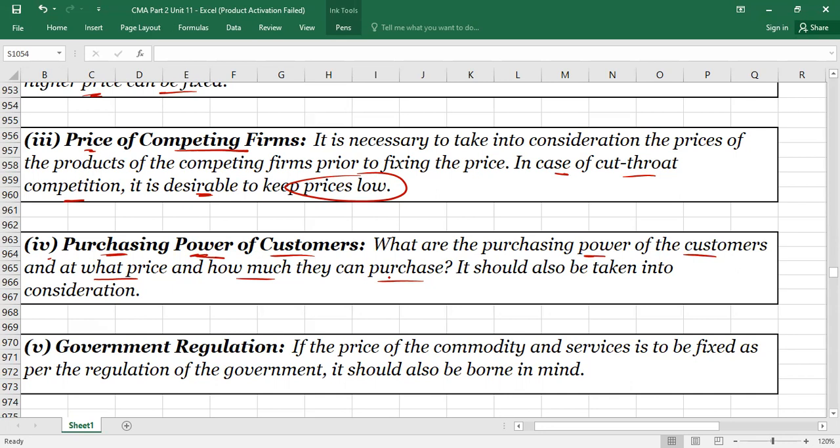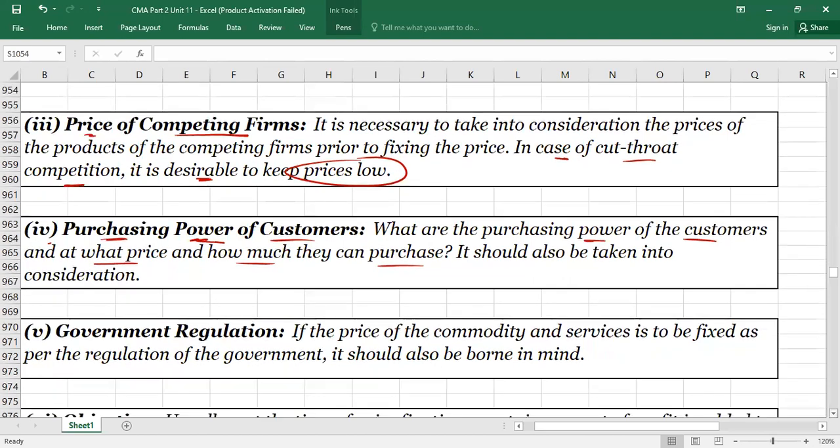How much amount they have to spend. If they have more money, you can charge high prices. If they have less money, you should charge lower prices. That is the fourth factor to consider while setting the price for the product.